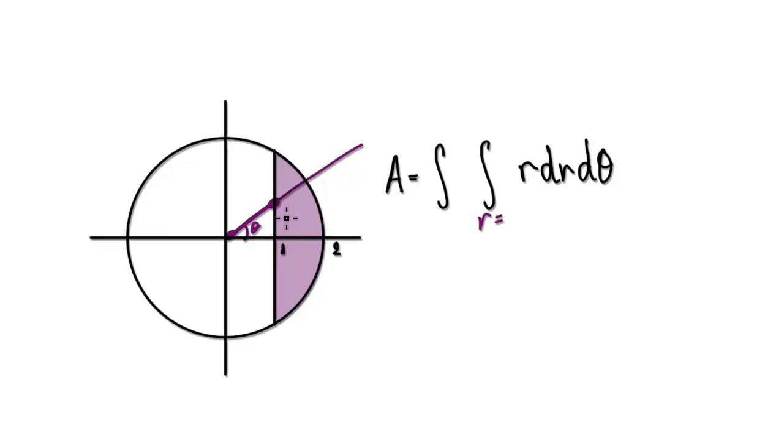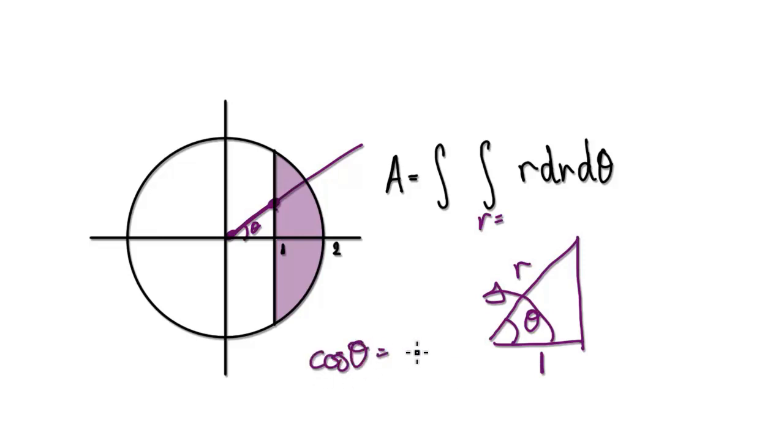So let's look at this triangle here. For any given theta, we need to know the radius, and this length is always 1. So cos of the angle equals 1 over r. We need to know the radius for any given angle. So r equals 1 over cos theta, which is the same as secant theta.